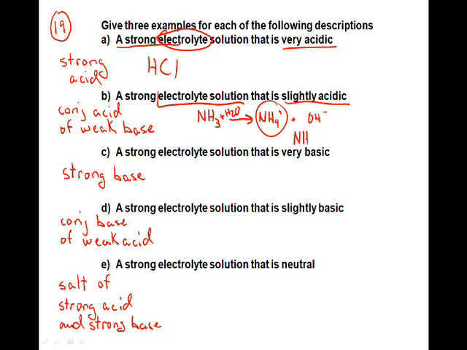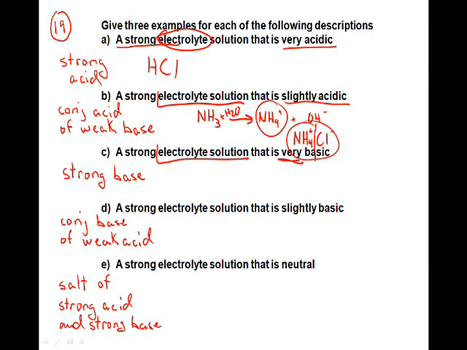So if you have something like maybe NH4Cl, well, you dissolve that in water, it's going to be a strong electrolyte, and so it's going to dissociate into the separate ions, and here you have a slightly acidic solution because of the presence of the NH4 plus, the ammonium ion. So you might think of several examples of that. A strong electrolyte solution that's very, very basic, and once again it's very soluble in water, so this would be a strong base like maybe potassium hydroxide.